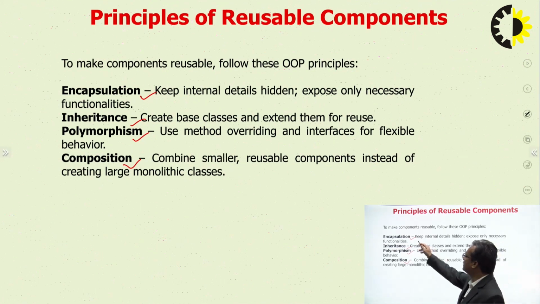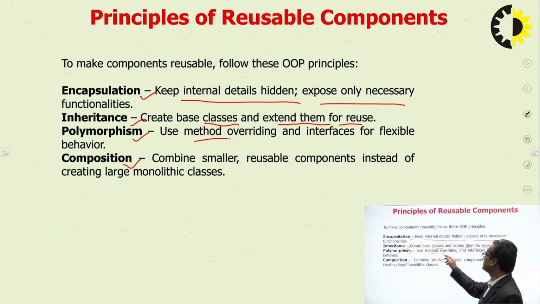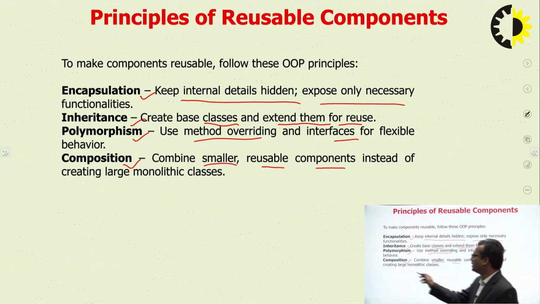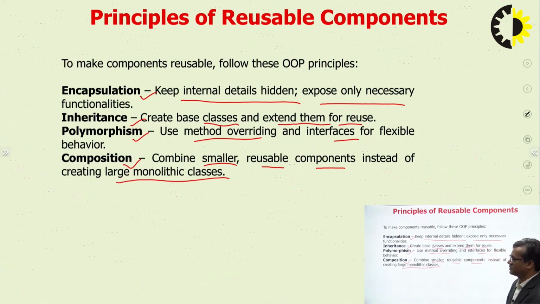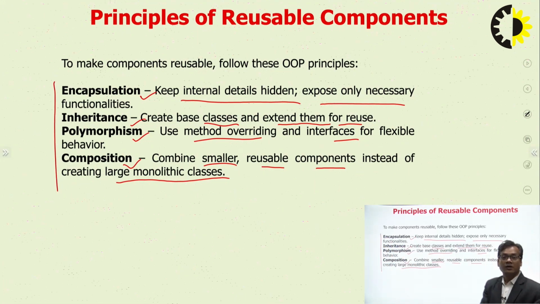Encapsulation keeps internal details hidden and exposes only necessary functionality. Inheritance creates base classes, extends from them and reuses them. Polymorphism uses method overriding and interfaces for flexible behavior. Composition means combining smaller reusable components instead of creating large monolithic classes, so a composition of different small classes. In this way we can use reusability principles in our object oriented programming.